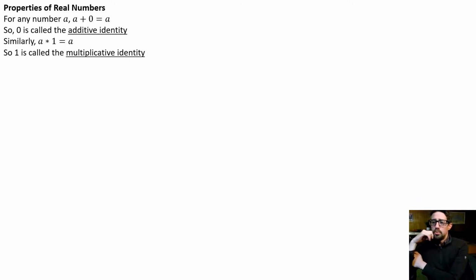Now for multiplication, just think about it. There's a number that if you multiply it by any number, you just get the same number back. And that number is 1. You probably knew that. Any number times 1 is just itself, right? So same concept. You get back what you started with. So 1 is called the multiplicative identity.